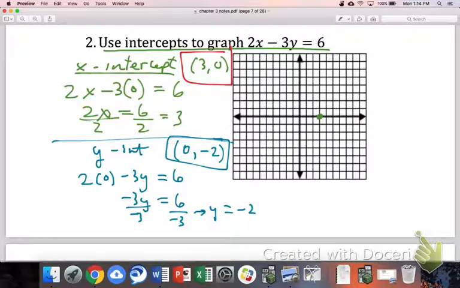So (0, -2) is right here. And the only thing I have to do now is connect those points with a hopefully straight line. Something like that. Put arrows on the end.